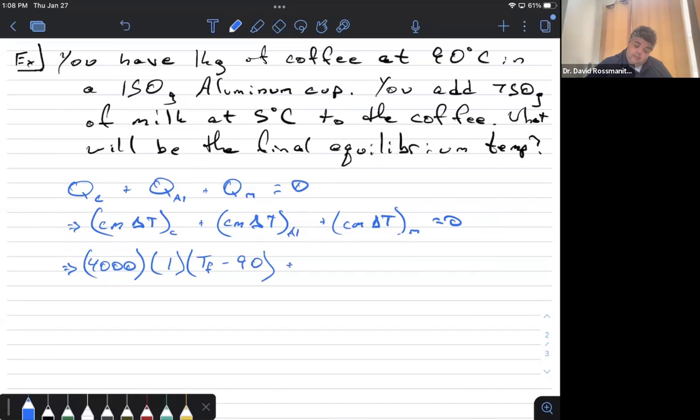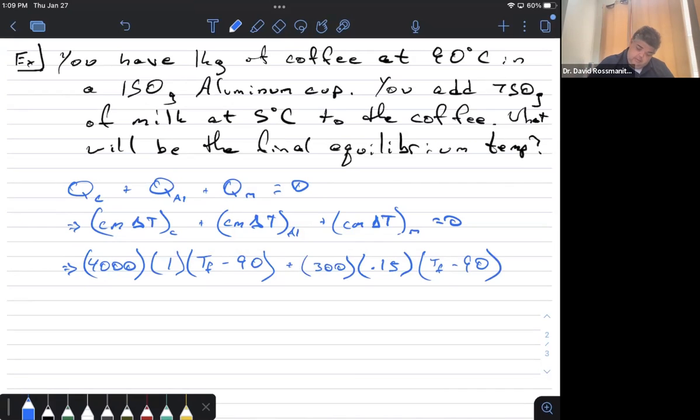Now for the cup. Aluminum, specific heat, we're told it's 300. How much aluminum do we have? 150 grams, so that's 0.15 kilograms. Delta T, it's final temperature. Well, again, I don't know the final temperature, but it's the same as the coffee. Everything's going to have the same final temperature, so I call it TF, just like the coffee. And its initial, again, because I put the hot coffee in the cup, I'm going to assume the cup starts at the same temperature as the coffee. So its initial is also 90.